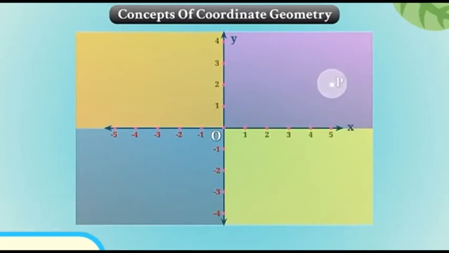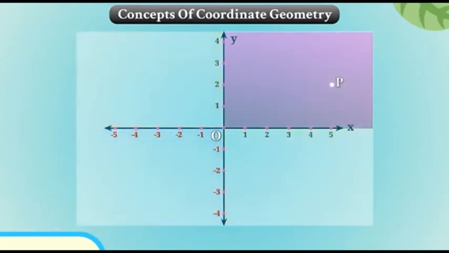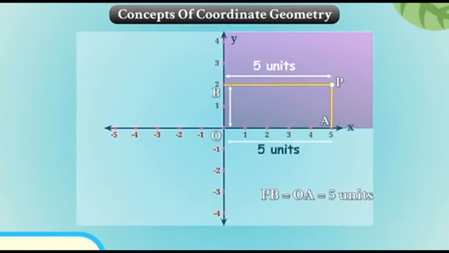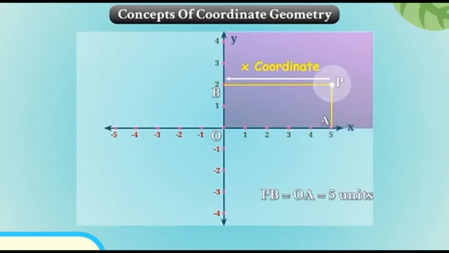Now suppose point P is located in the first quadrant as shown. To write its location, we can draw perpendicular PA on the x-axis and perpendicular PB on the y-axis. To measure the perpendicular distance of point P from the y-axis, we move along the direction of the x-axis and measure the distance. Here, PB is equal to OA is equal to 5 units. This distance represents the x-coordinate of the point P. The x-coordinate is also called abscissa.